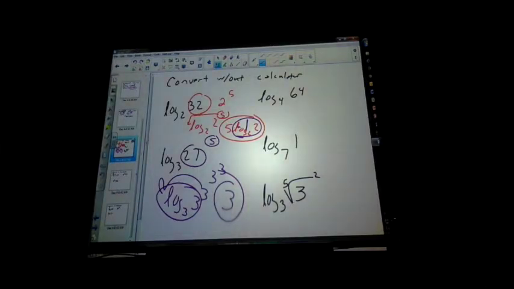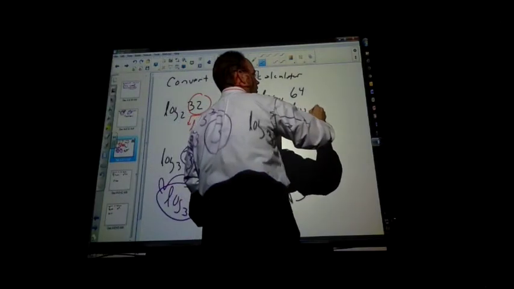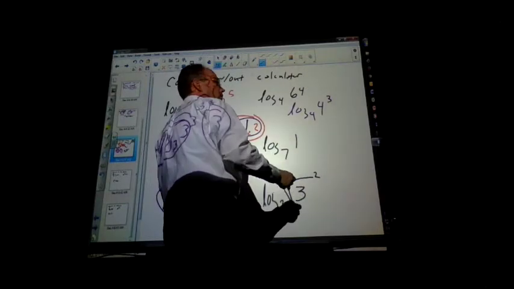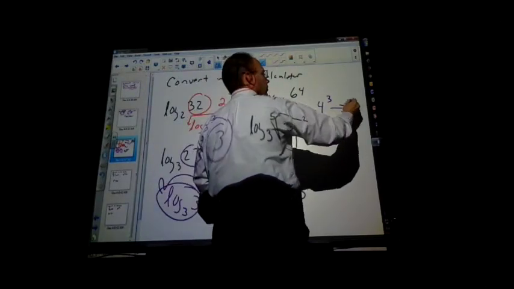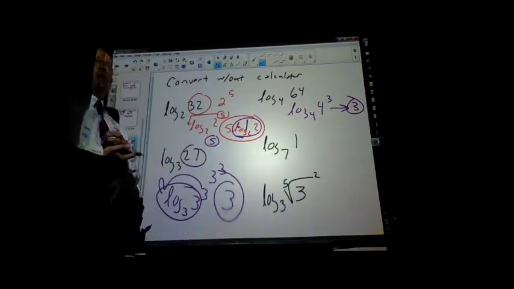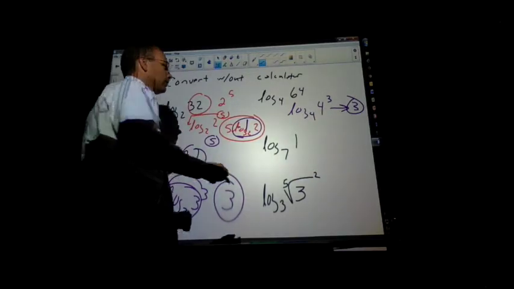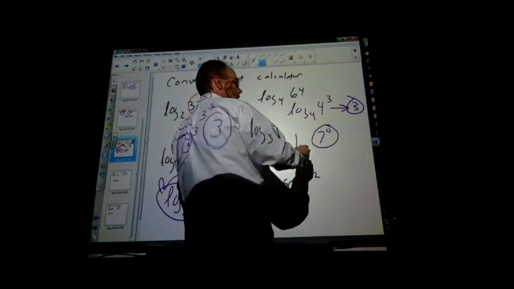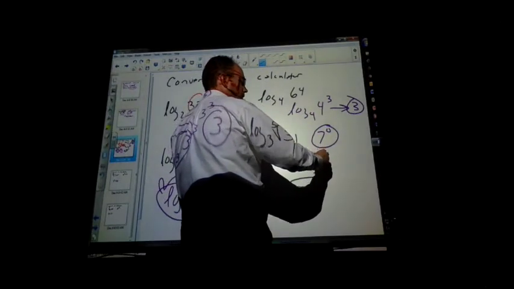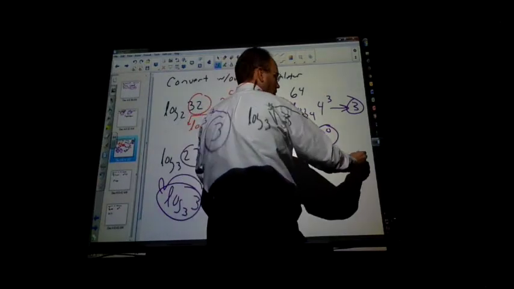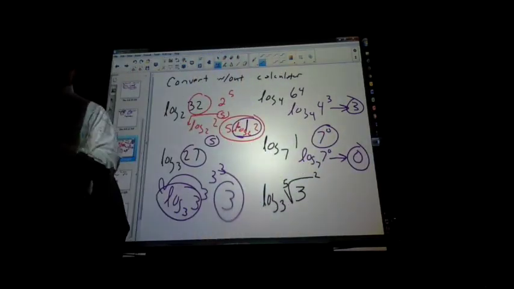Log base 4 of 64. 4 cubed. It's 4 to the third power, 64, so what's the answer? 3. Log base 7 of 1. 7 to the 0. Good. So 7 to the 0 power is the same thing as 1. So I could rewrite this as log base 7 of 7 to the 0, which is just going to be 0. So log base whatever of 1 is going to be 0.